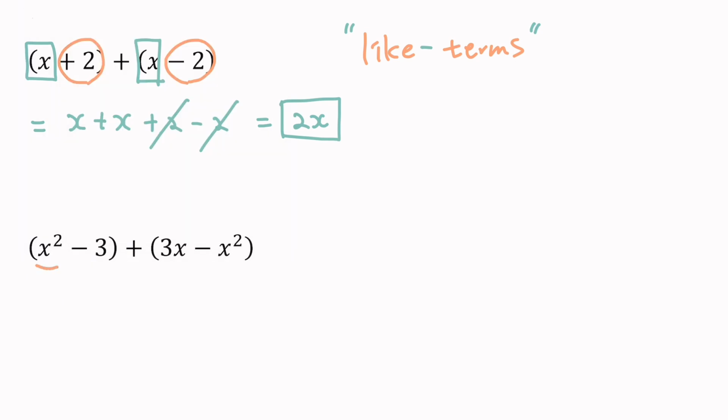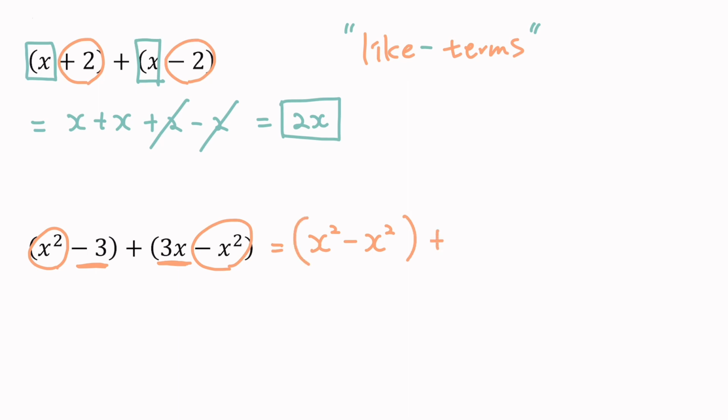say x squared, negative x squared, those are like terms. 3x, it doesn't have a pair. It's the only term that has x. And negative 3, it's the only integer, so it doesn't have a pair. So what I can do is x squared, negative x squared, combine those together.